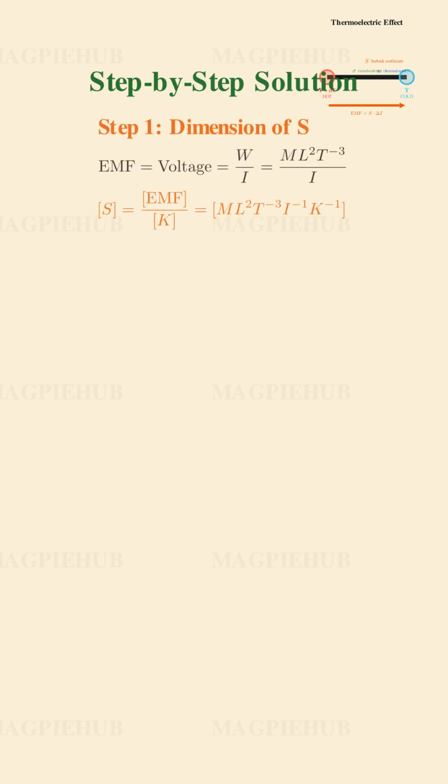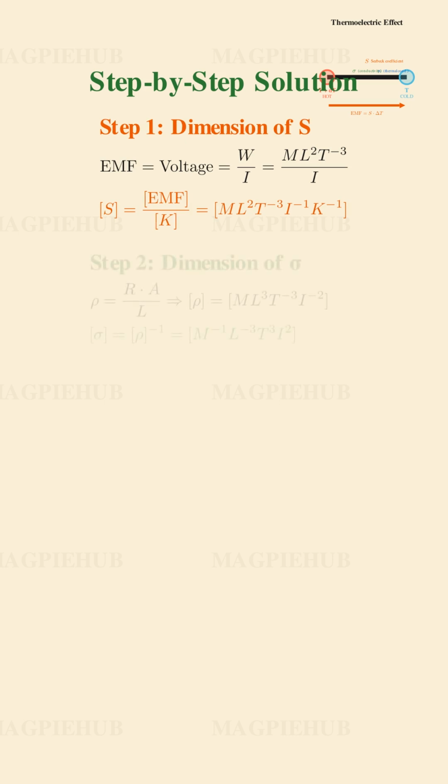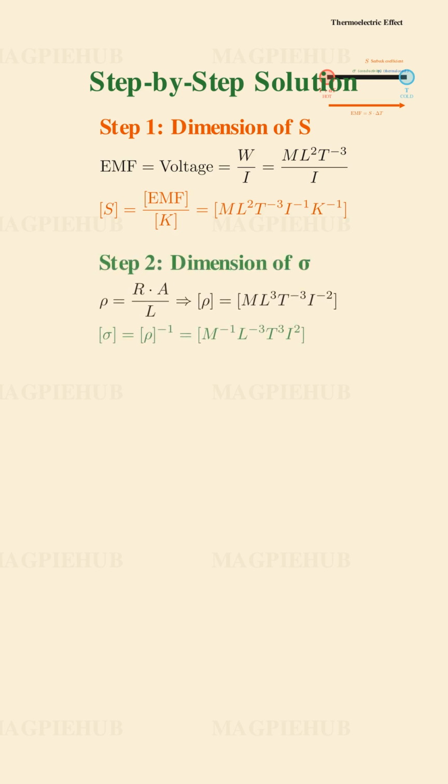Step 1. The Seebeck coefficient S equals voltage per temperature. Voltage has dimensions M L squared T to the minus 3 I to the minus 1. Dividing by temperature K, S has dimensions M L squared T to the minus 3 I to the minus 1 K to the minus 1.